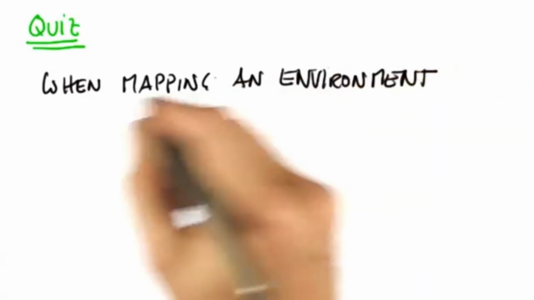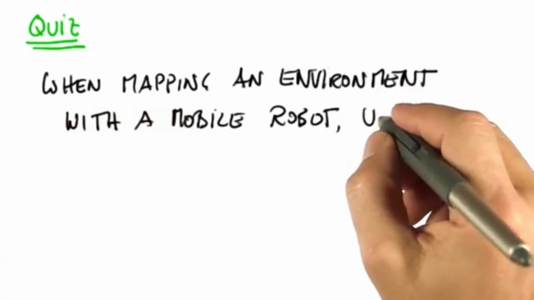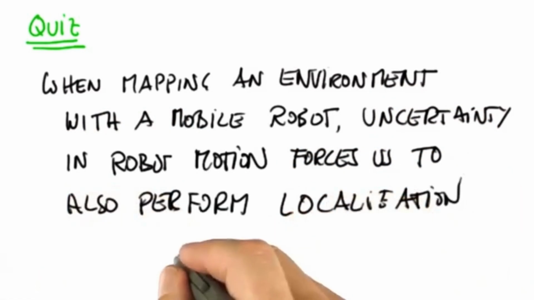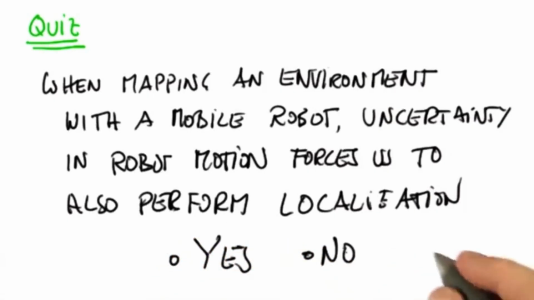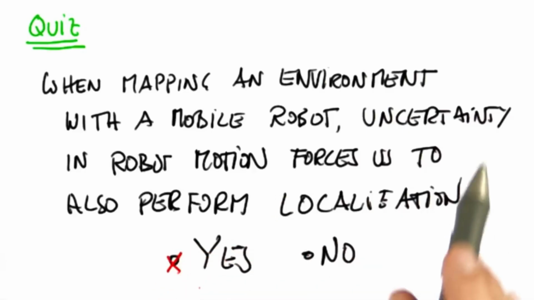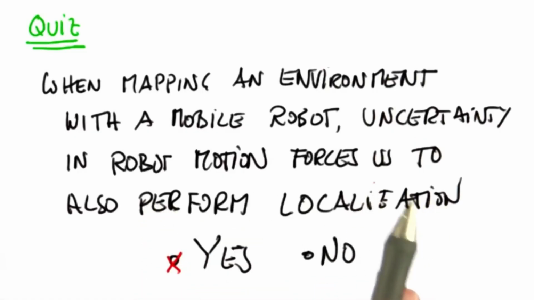Here's a quick quiz. When mapping an environment with a mobile robot, uncertainty in robot motion forces us to also perform localization. And I only give you two possible answers, yes and no. And the answer is yes. In nearly all cases of mapping, we have robot uncertainty in motion. That uncertainty might grow over time. We need to address this, otherwise the map looks really bad.